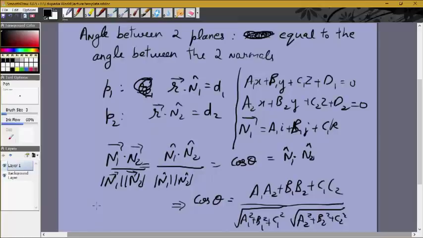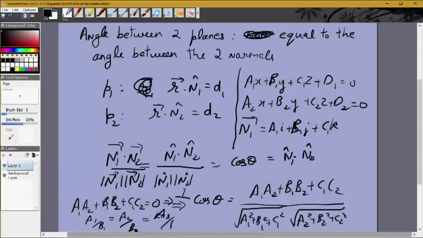And once again from this we can see that two planes are perpendicular if cos theta is 0 because theta is 90, which means a1 a2 plus b1 b2 plus c1 c2 is equal to 0. This means the two planes are perpendicular, and if a1 by a2 equals b1 by b2 equals c1 by c2, this means that the two planes are parallel to each other.